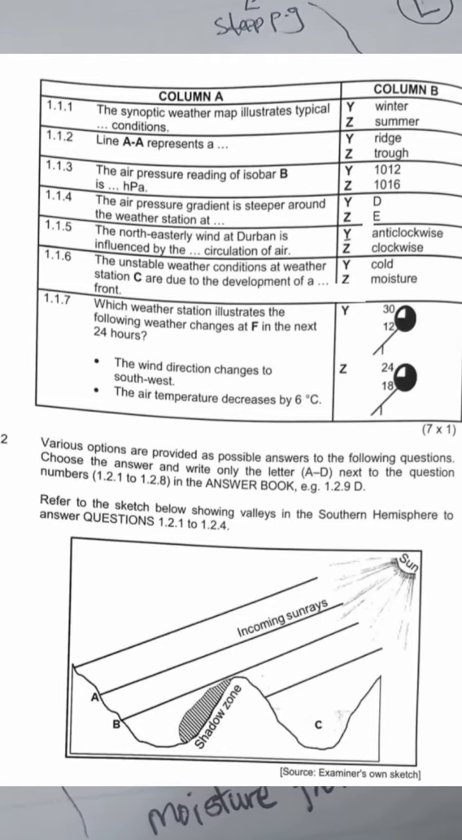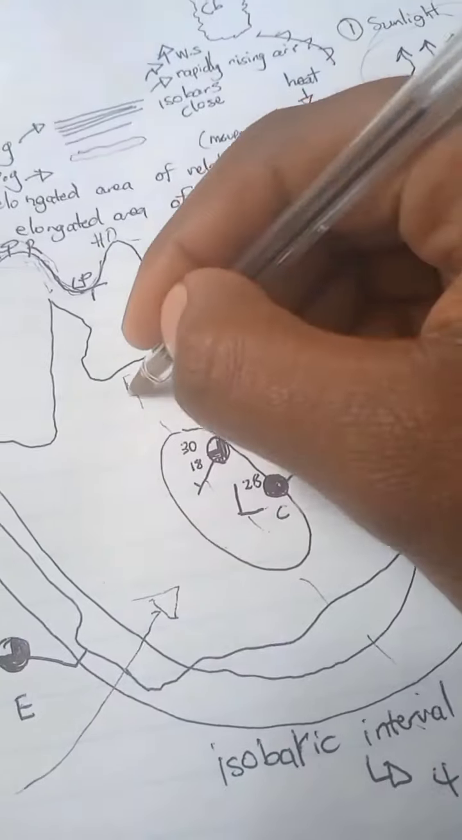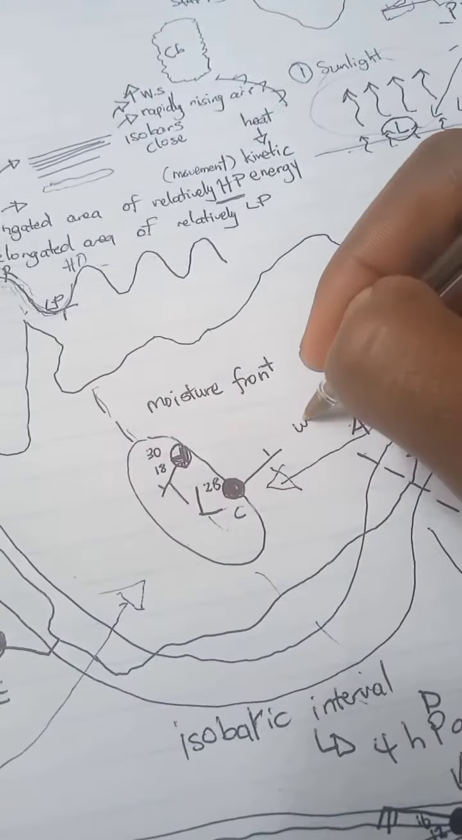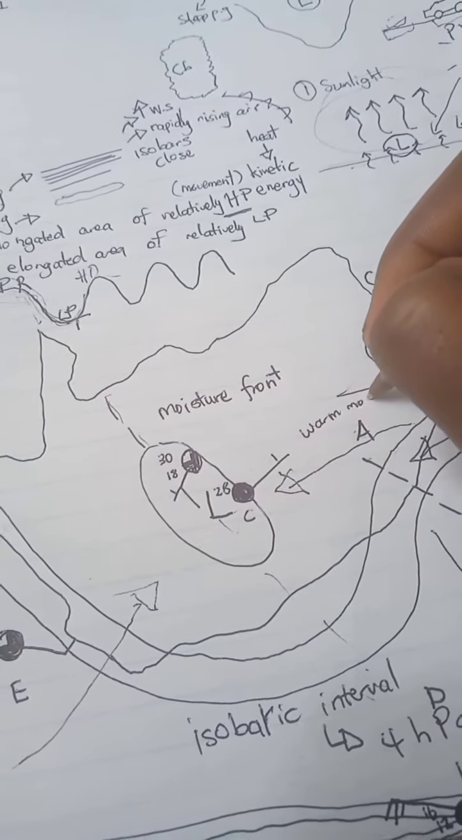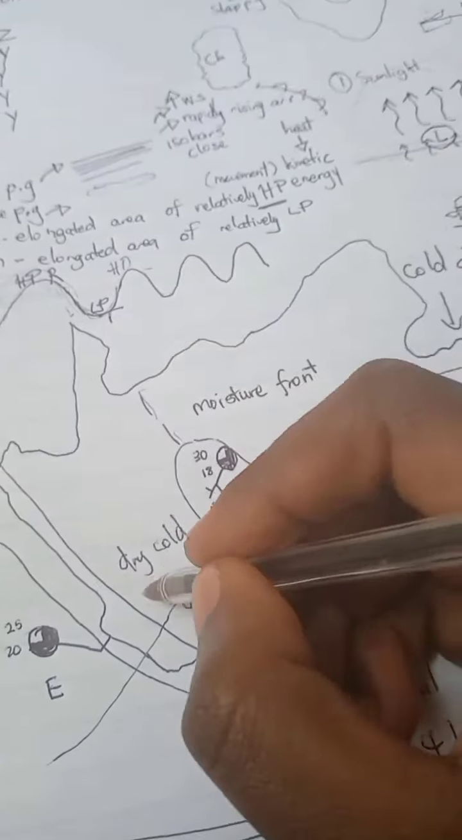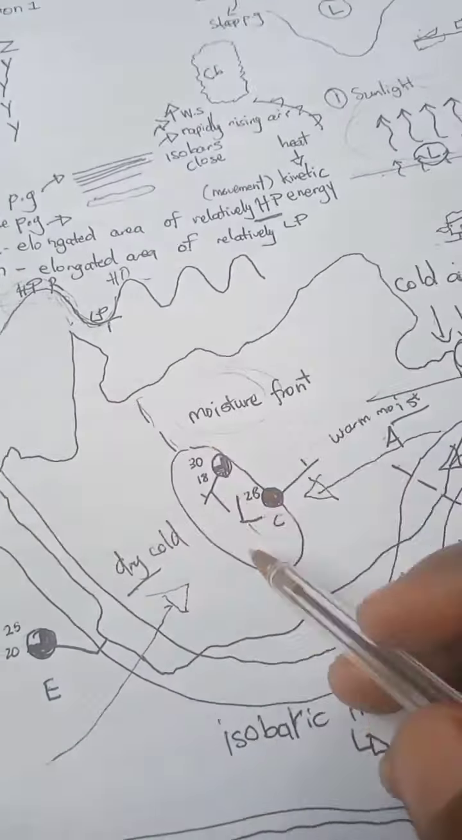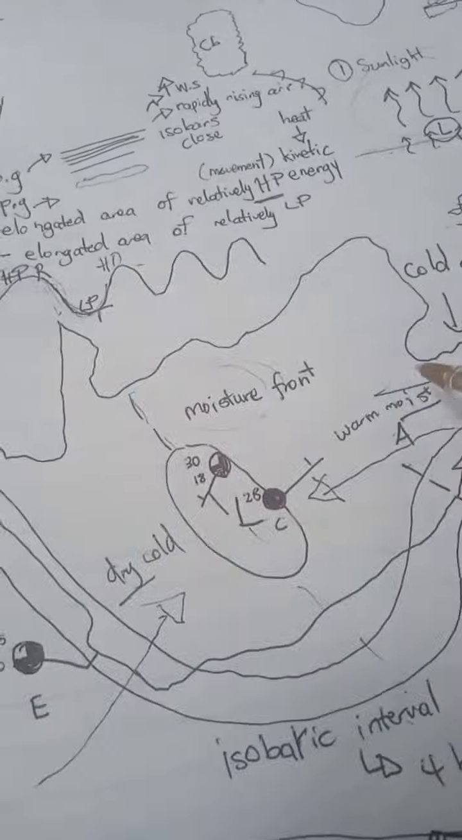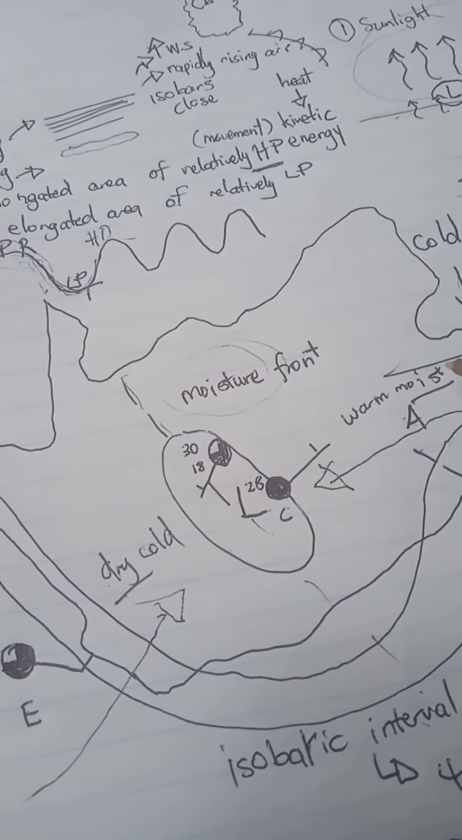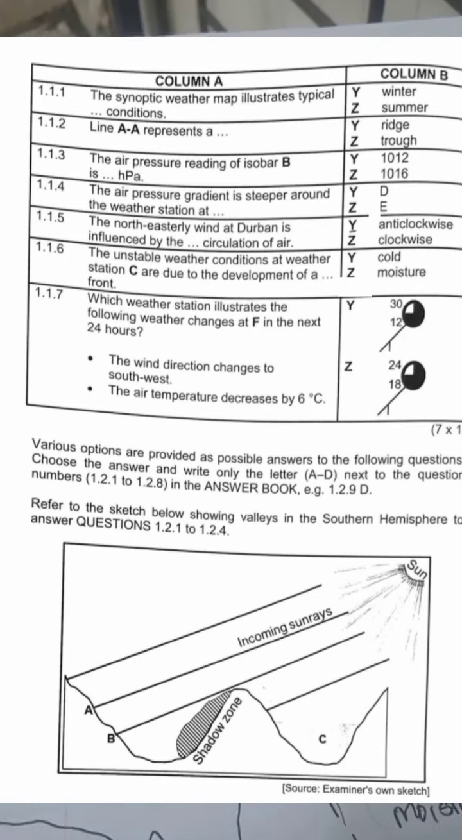So this is of course due to the development of the moisture front. These winds, the warm moist winds and the dry cold winds. Dry and moist, so of course it's a moisture front. A boundary between different winds or air in terms of moisture. So it's due to the moisture front. So our answer is Z. Our answer is Z. That's 1.1.6. Let's head on.